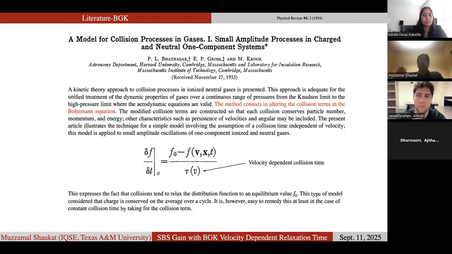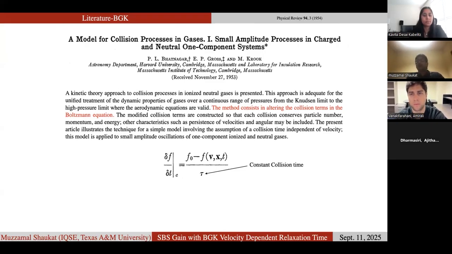BGK is basically the name of three scientists, Bhatnagar, Gross, and Krook, who modeled the collision term in terms of a relaxation time. Initially, they considered that this relaxation time depends on the velocity, but due to the complexity of the problem and the charge conservation, they ignored that dependence and assumed that this tau is constant in time, a constant relaxation time. So they made it very easy to solve the dynamics they were studying. But later on, this was a very interesting model for many researchers to study many interesting problems.